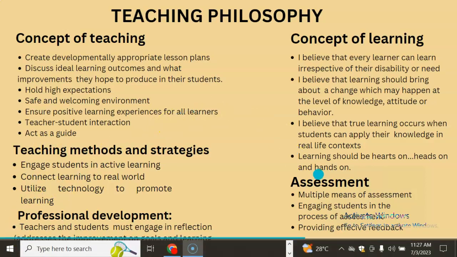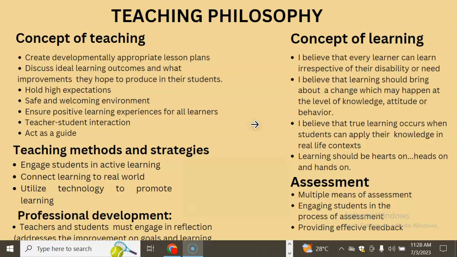I believe in my concept of learning that every learner can learn irrespective of their disability or need. I believe that learning should bring about a change which may happen at the level of knowledge, attitude, or behavior. I believe that true learning occurs when students can apply their knowledge in real life context, and learning should be hands-on, heads-on, and hearts-on. The teaching method and strategies.